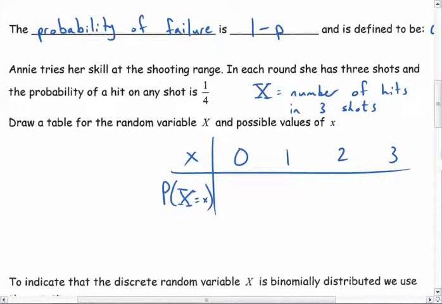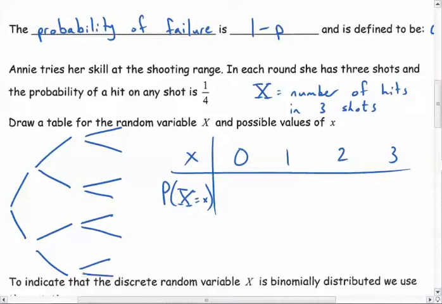The first shot she can either hit or miss. The second shot she can hit, miss, hit, miss. And the third shot she can either hit, miss, hit, miss, and so on for each branch. I'm really glad that she's not shooting 10 times. You can see these trees would get big really fast.